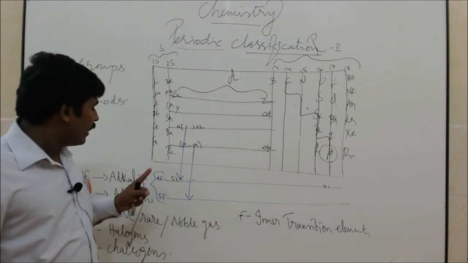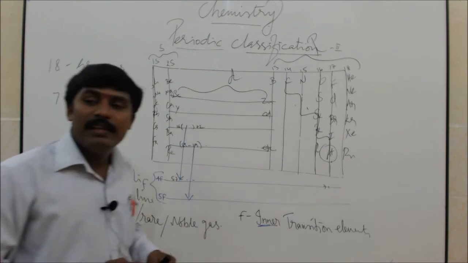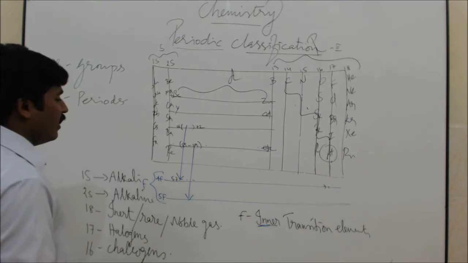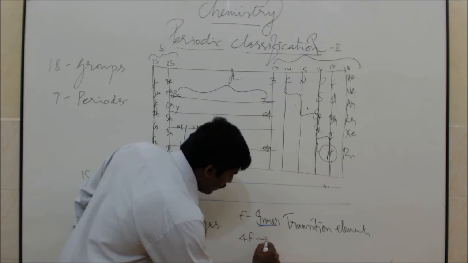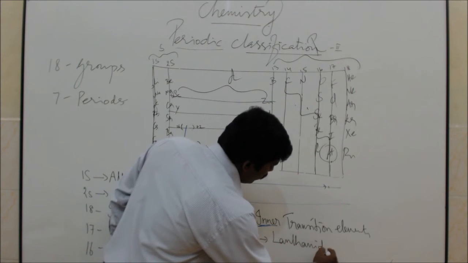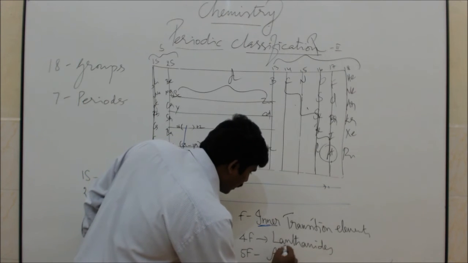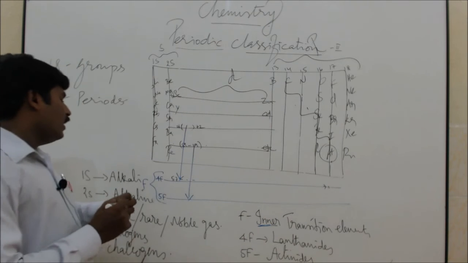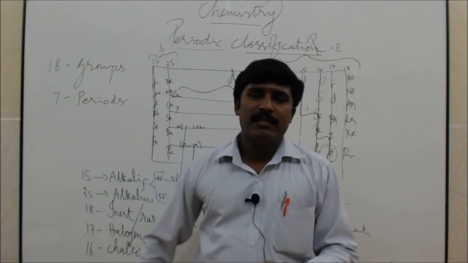So the F block elements are called inner transition elements. These F block elements are further divided into two types. One is 4f block elements, called lanthanides. 4f block elements mean lanthanides. 5f block elements are named as actinides. Here, in the lanthanide series, there are only 14 elements.